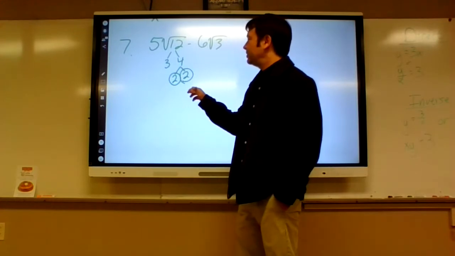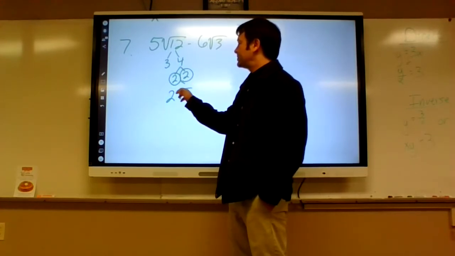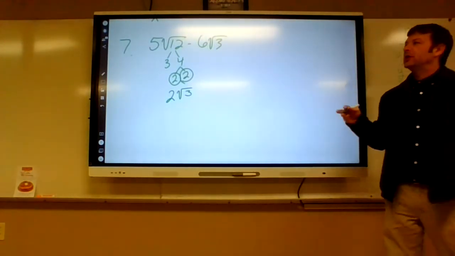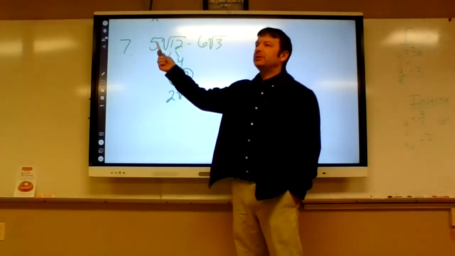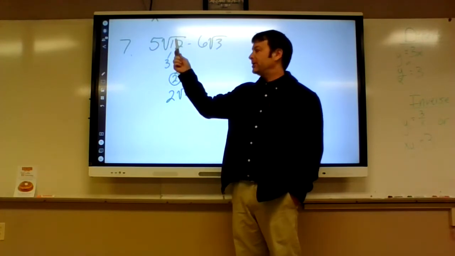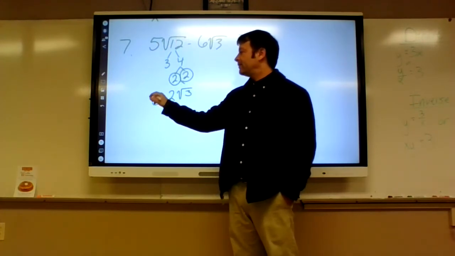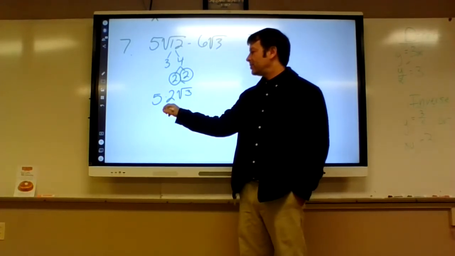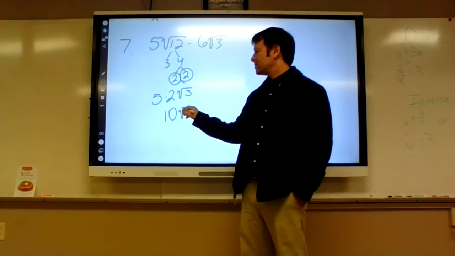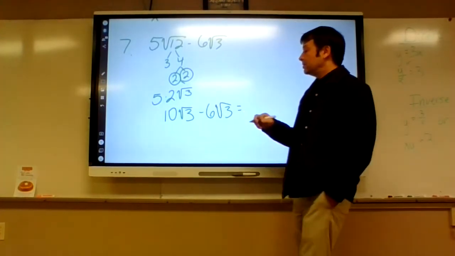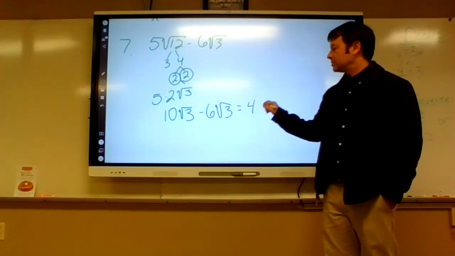But what about that 5 that's sticking out in front of it? Multiply it to the 2. Yeah, what did I say was happening between the 5 and square root of 12? Multiply. So it's 5 times 2 square root of 3, which is, guess what? 10 square root of 3. Minus 6 square root of 3, which is 4 square root of 3.